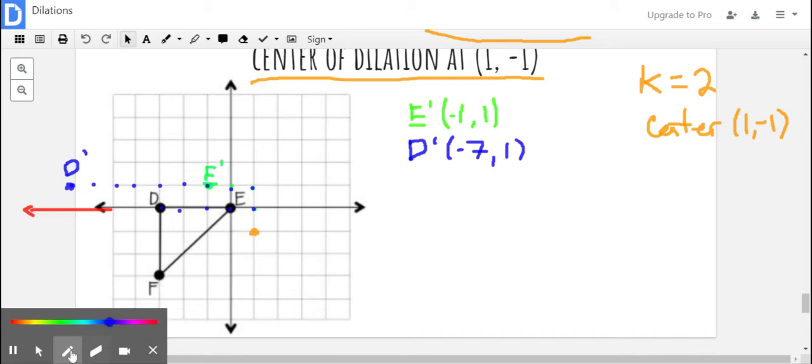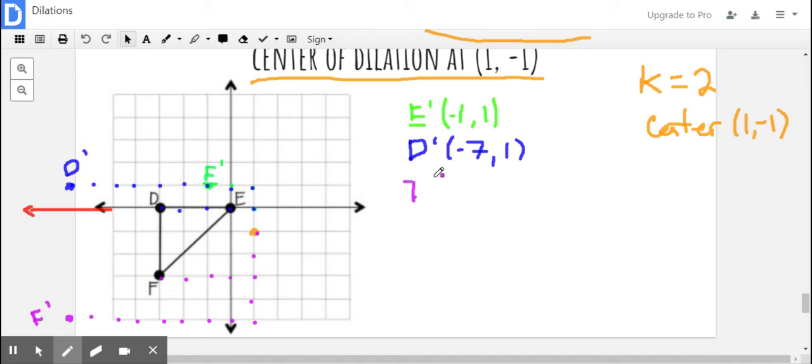And then finally, point F, we want to change into a dilated point. So I'm going down 1, 2, and then over 1, 2, 3, 4. So I got to go down 4 and over 8. So I'm going to have to go down 1, 2, 3, 4, over 1, 2, 3, 4, 5, 6, 7, 8. So there's my point F prime down there that I have found.